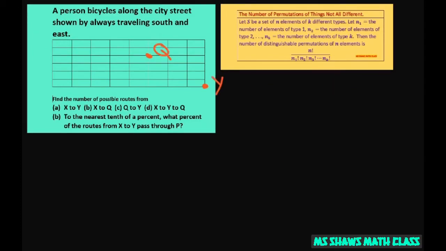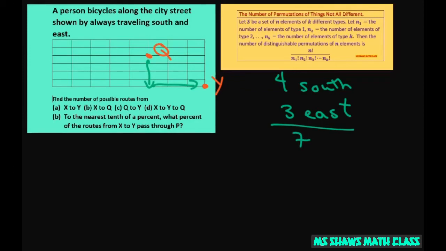The next one's Q to Y. For that one, we're going 4 south and 3 east. So that's a total of 7. So it's going to be 7 factorial divided by 4 factorial times 3 factorial. That equals 35 routes.